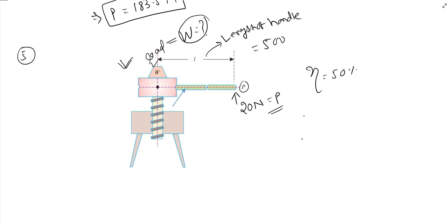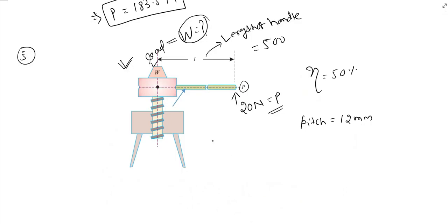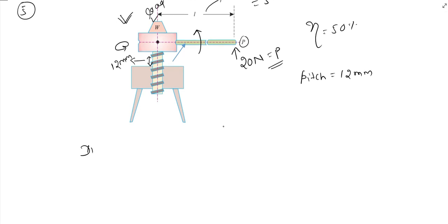Another data is given, that is pitch, 12 millimeter. And what is pitch? See, by the help of this handle we will rotate it. It will rotate like this. When it rotates, see, here there is a thread. In one rotation this thread, this axis, travels a 12 millimeter distance. Okay, that means we can say the distance traveled by the load, let that be y, is equal to 12 millimeter.